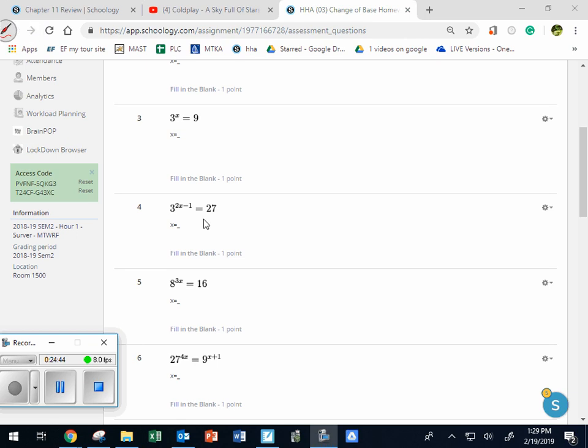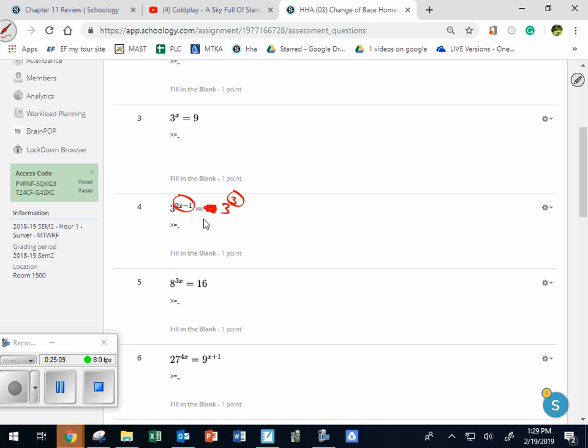Do you get that that 27 could be rewritten as a 3 to a power? 3 to the what? Come on, a little crowd participation goes a long ways. What's 27? 3 to the what? Third. Okay, and then that has to equal that, and that should be pretty easy.